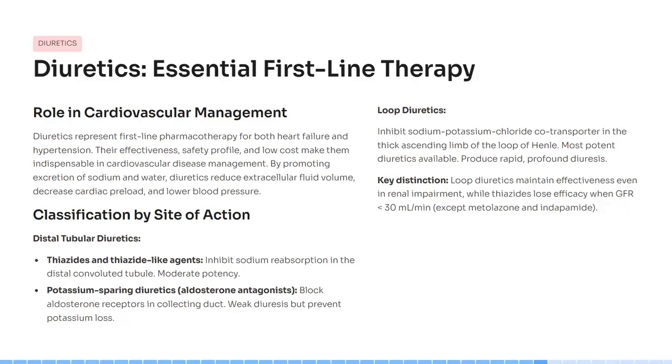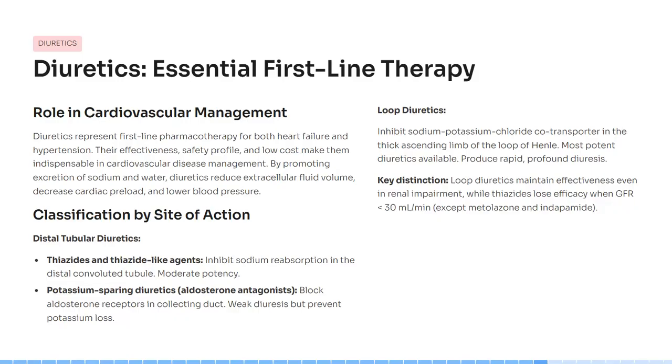So there are different types. There are thiazides and thiazide-like agents. Those inhibit sodium reabsorption in the distal convoluted tubule. They have moderate potency. You have potassium-sparing diuretics like aldosterone antagonists that block aldosterone receptors in the collecting duct. They're weak diuretics, but they prevent potassium loss. Potassium sparing prevents potassium loss. Okay, makes sense?